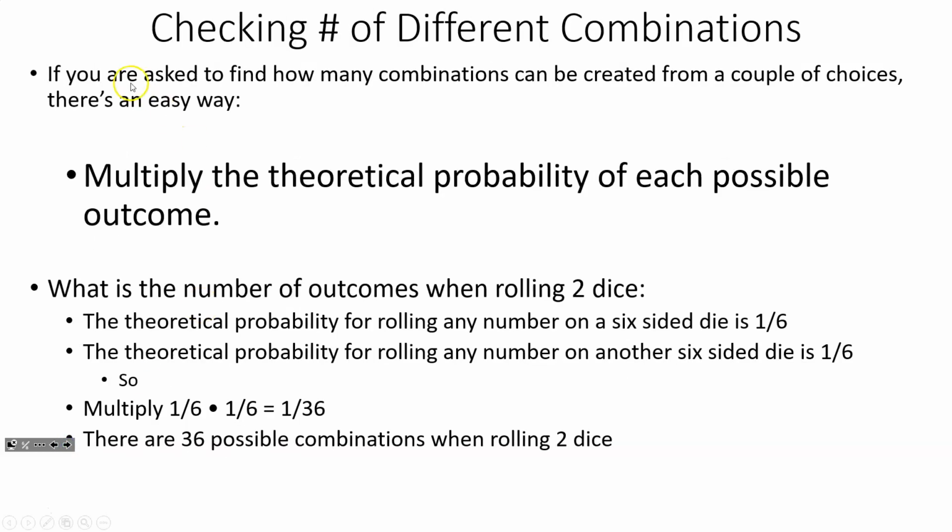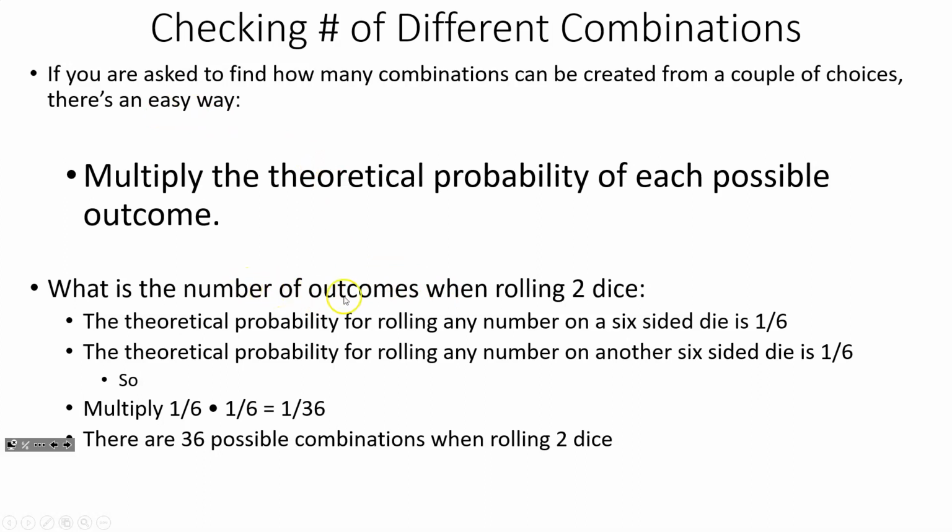So if you're asked to find out how many combinations can be created from your choices, there's an easier way of doing it. You multiply the theoretical probability of each possible outcome. So what I mean by that is this.